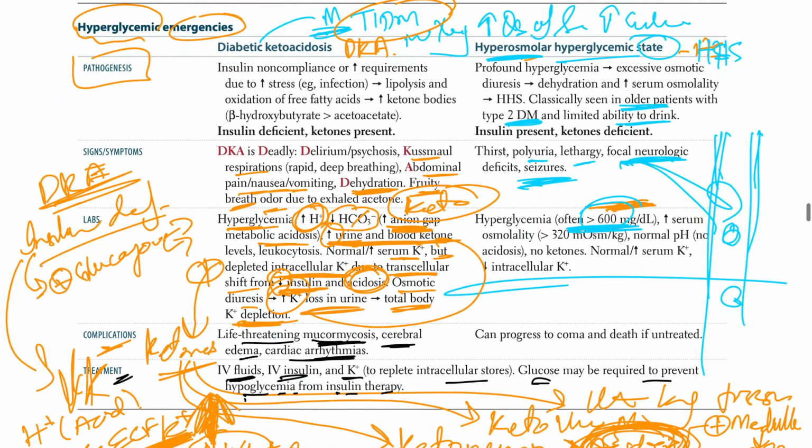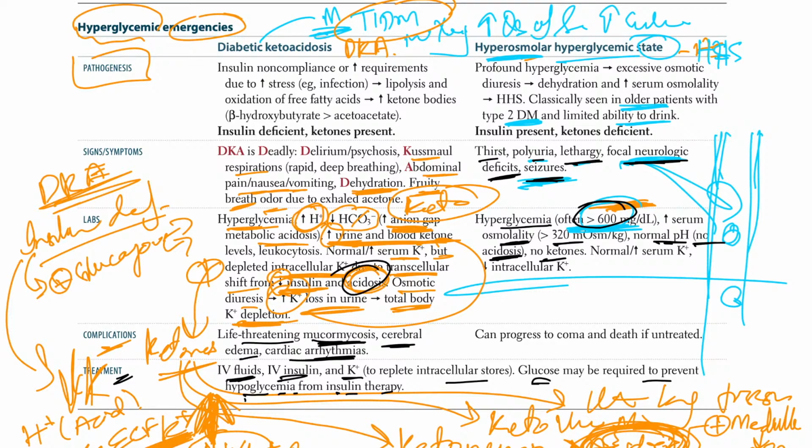Okay, with that, let's look at this HHS. HHS is going to be, again, thirst, polyuria, lethargy, focal neurological deficit, seizures, hyperglycemia, and an increase in serum osmolality because you have all that glucose in there, greater than 320, with normal pH. Again, a very differentiating point here. You had acidosis there. Now here you have normal pH, because there are no ketone bodies, so there is no acidosis.